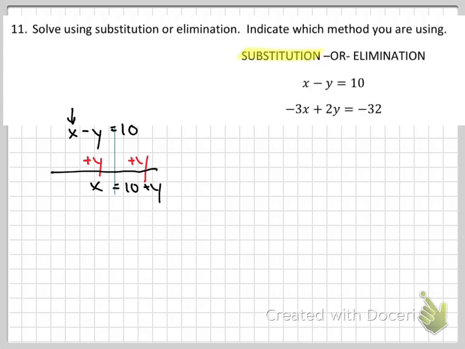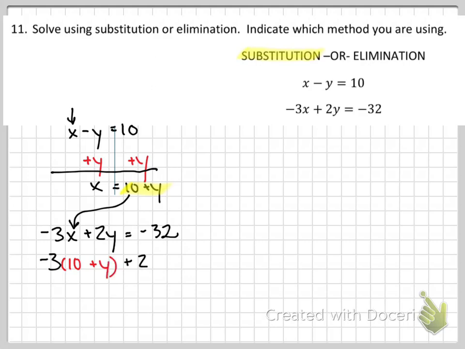Now that I've done that, I'm going to use the other equation, 3x plus 2y equals negative 32. And I'm going to take this expression, 10 plus y, and I'm going to substitute it in place of x. So I'm going to write 10 plus y here, and I'm going to fill in the equation around it. Okay, so negative 3 times 10 is negative 30. Negative 3 times y is negative 3y. Then we have plus 2y equals negative 32.